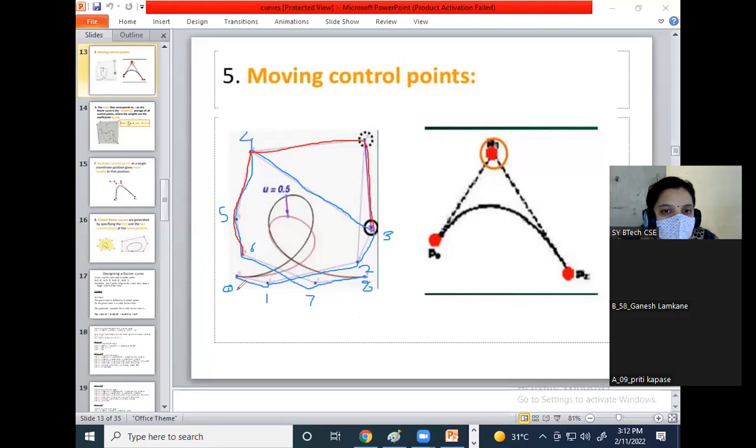So what happens? Due to this raised control point, your curve is also raising its height. And you are going to get a changed curve with this black color line. Ultimately it is still going to pass through the 0 number and 8 number points because it is the property of the Bezier curve that it will pass through the first and last points. But the intermediate shape of the curve will change if I am moving the control points. That is again a property of the Bezier curve.